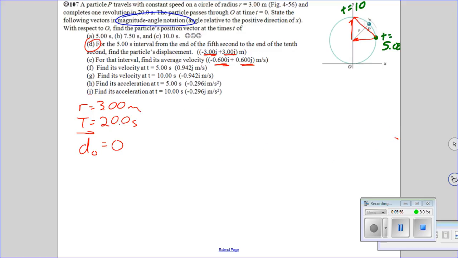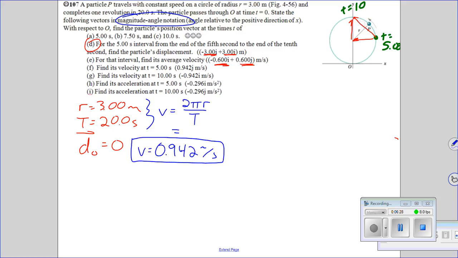Let's see, F. F and G both ask you for the velocity. Well, I probably should have done this right from the start. You can find your velocity because we know the radius and the period. Well, technically you can find your speed, 2 pi r over the period, which is the magnitude of the velocity. So plug your numbers in and you get 9.42 meters a second. Sorry, 0.942 meters a second is the magnitude of our velocity. It's our speed.